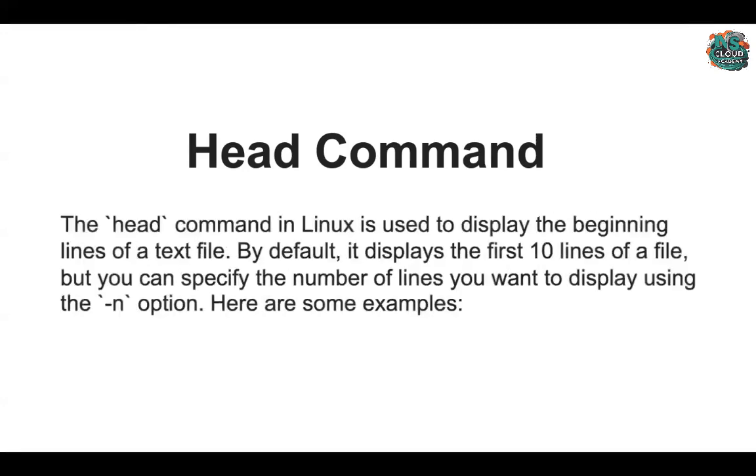Okay. So the head command in Linux is used to display the beginning lines of a text file. By default, it displays the first 10 lines of a file, but you can specify the number of lines you want to display using the -n option. Okay, so let's see some examples and syntax. The command syntax is head space options space file. This is basically the syntax which you can use to run this head command.